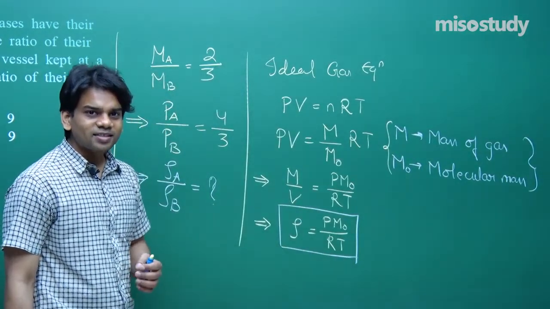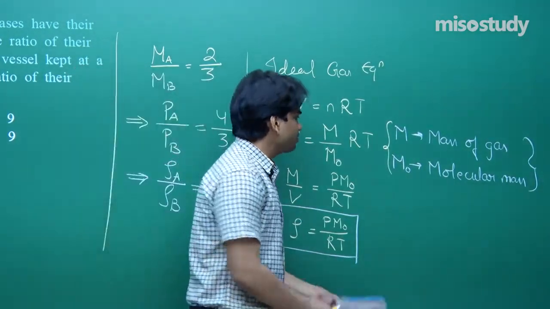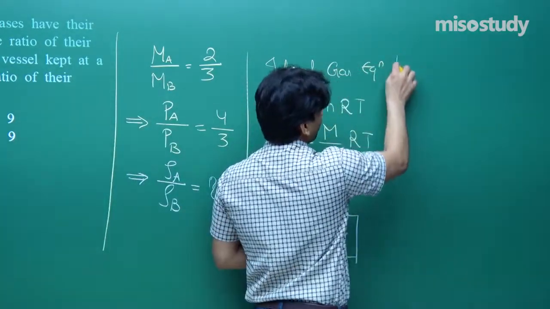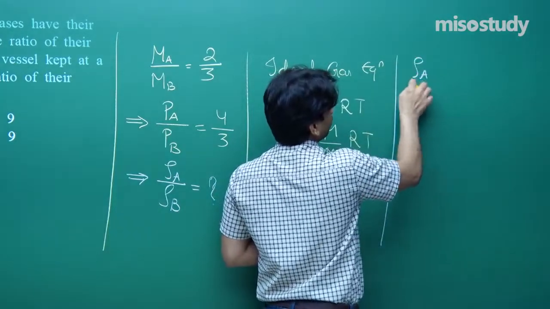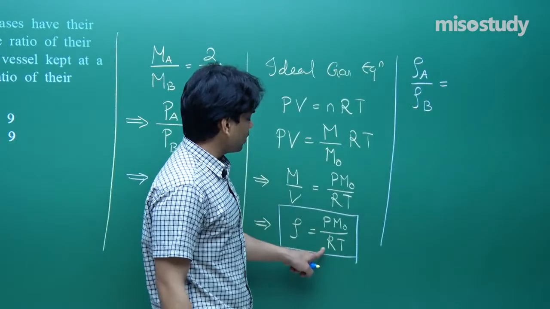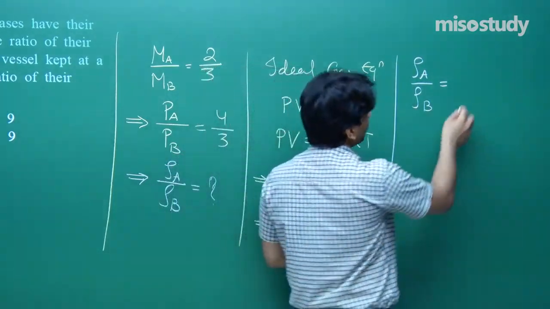We have to compare the densities of A and B. So let me write here, comparing the densities of A and B, we can write rho A by rho B is equal to PA MA upon RT and PB MB upon RT.